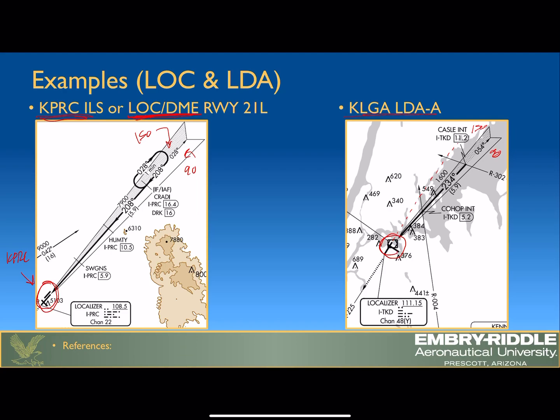Okay, so those are examples of the localizer and LDA. So remember, localizer, precision, it's going to get you exactly on center line with your runway. LDA, non-precision, it's going to get you close to the runway, but once you break out of the clouds, you're going to have to do the extra little work of aligning yourself on center line. And obviously that's something you will practice once you start flying instrument approaches. You'll do localizer approaches and LDA approaches.